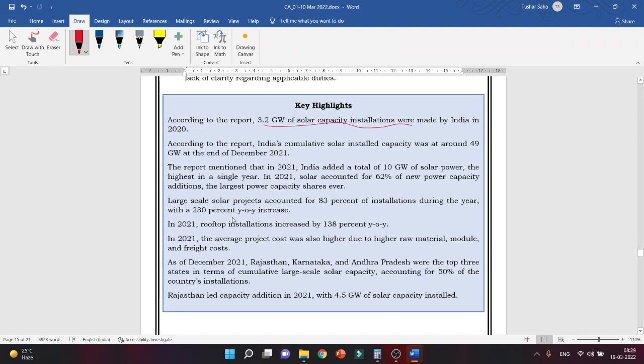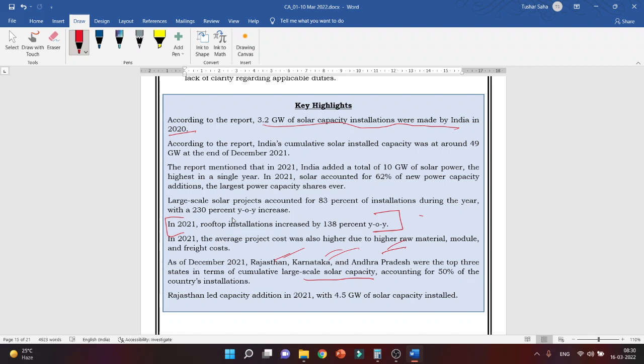3.2 gigawatt of solar capacity was installed by India in 2020, right? You can go through all these details. Look, in 2020, rooftop installation increased by 138%. So these are some very key and important data. Rajasthan, Karnataka, and Andhra Pradesh were the top 3 states in terms of cumulative large scale solar capacity, accounting for 50% of the country's installation. So look, we have so many states, but only 3 states contribute more than 50%. It means a commendable job is being done at their end.